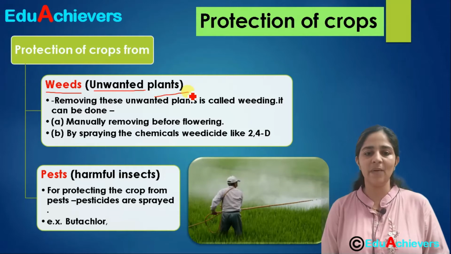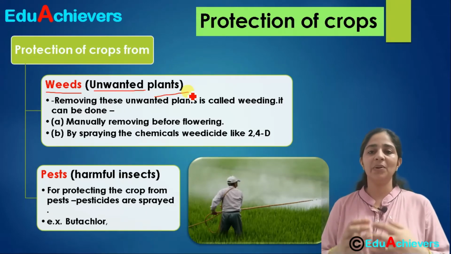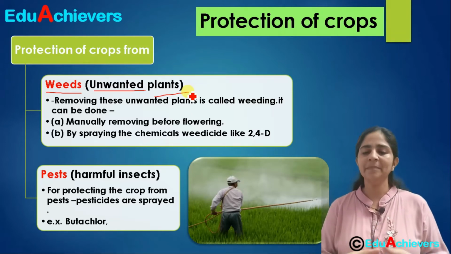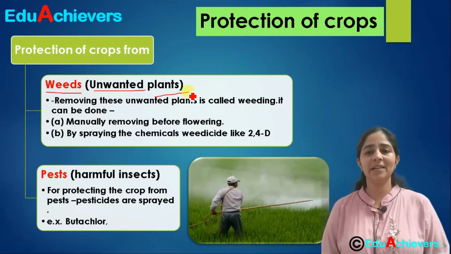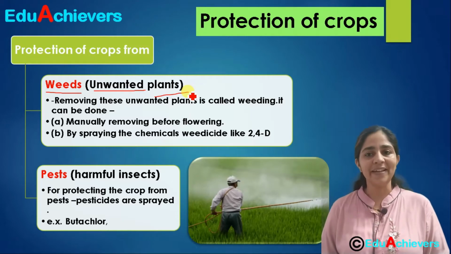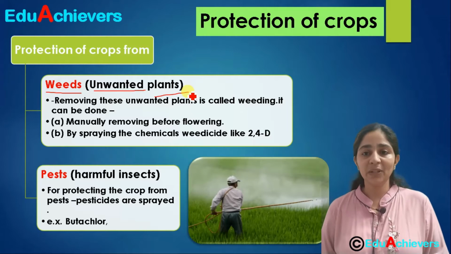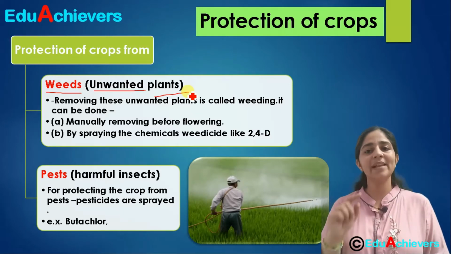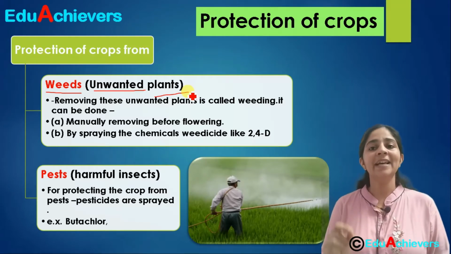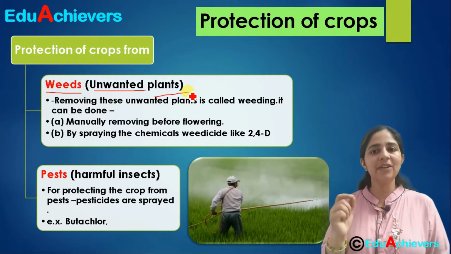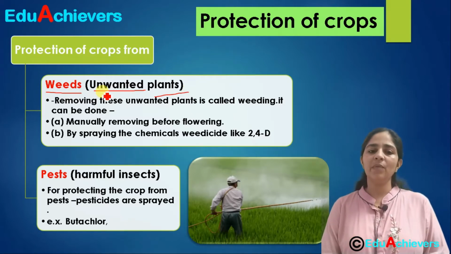That means I want to grow the wheat, or rice, or pulses, but along with the wheat, rice or pulses, several unwanted plants grow in that same field. Those are called weeds. Like you're aware, this bathua which we eat grows as a weed in the wheat crop. Bathua grows as a weed with wheat.